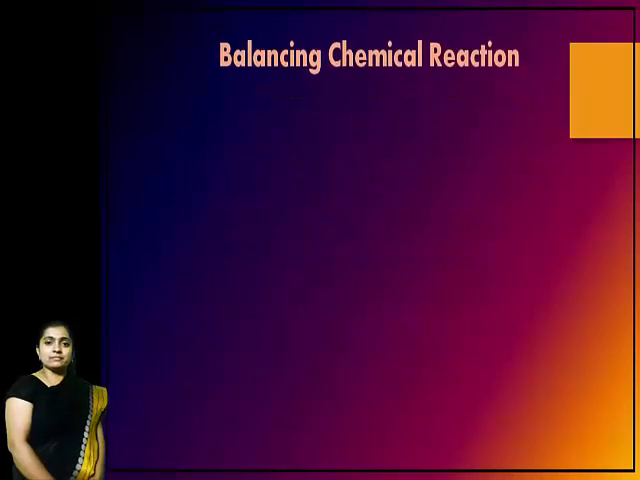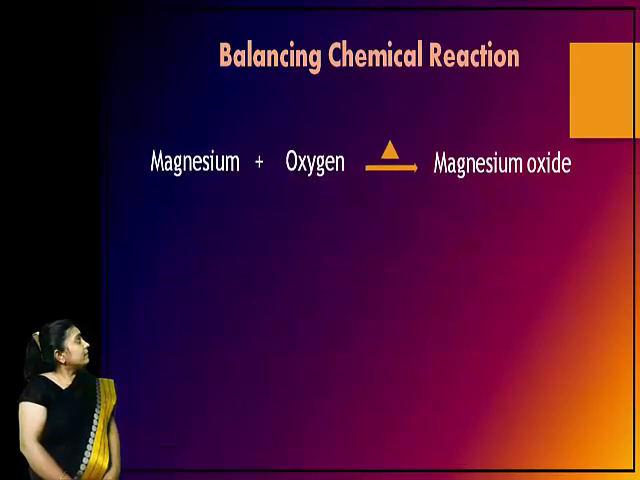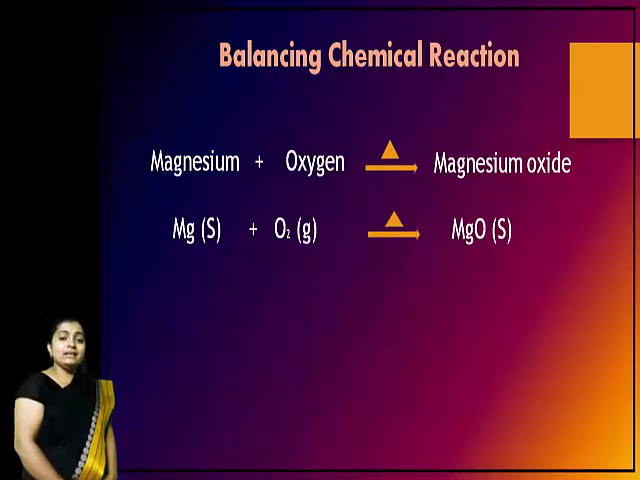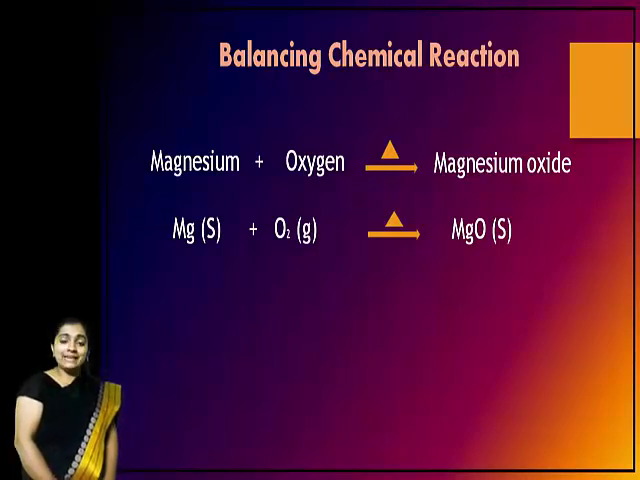Balancing chemical equation. Let's take one example. Magnesium combined with oxygen converted into magnesium oxide, that is Mg plus O2 gives rise to MgO. But is this reaction correct? No, this is not a correct equation. To write a correct equation, we have to follow the law of conservation of mass. The law states that the mass of reactants is always equal to the mass of products.